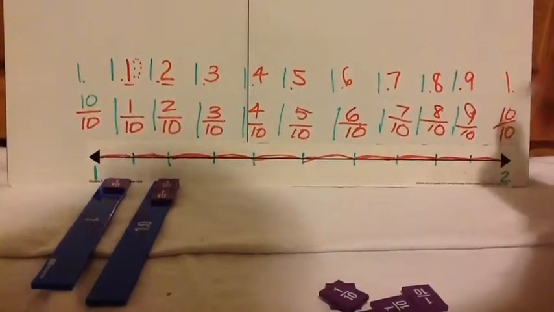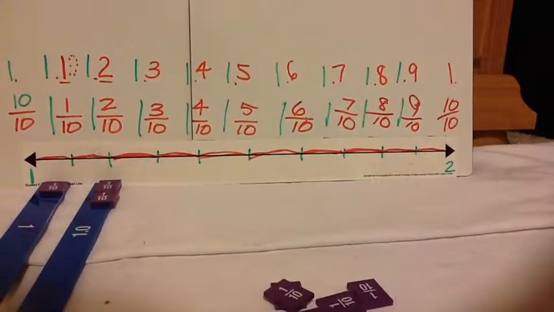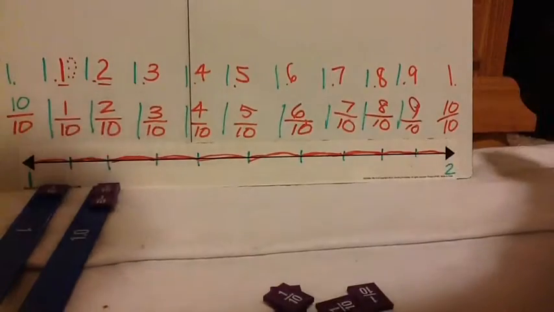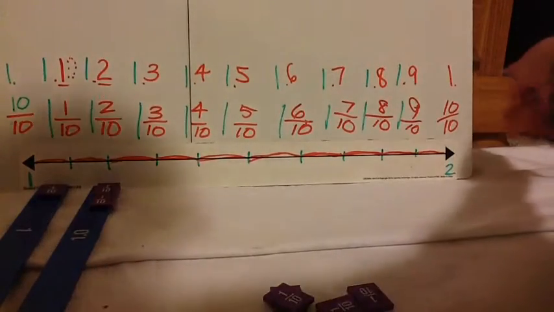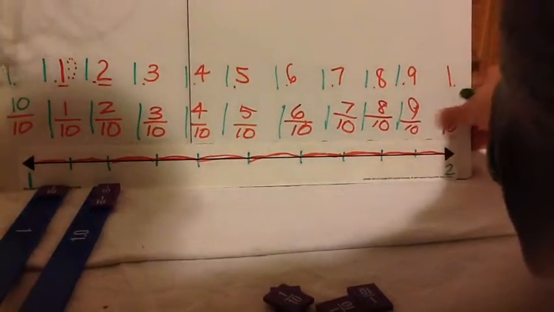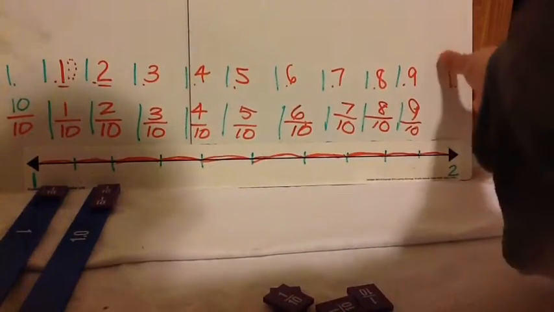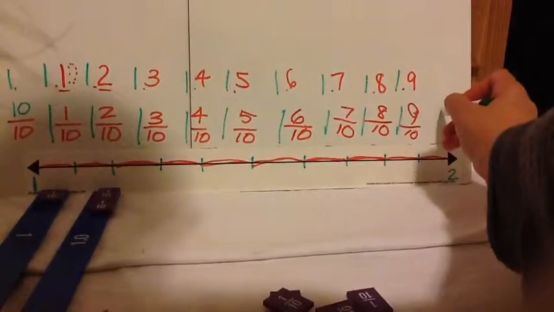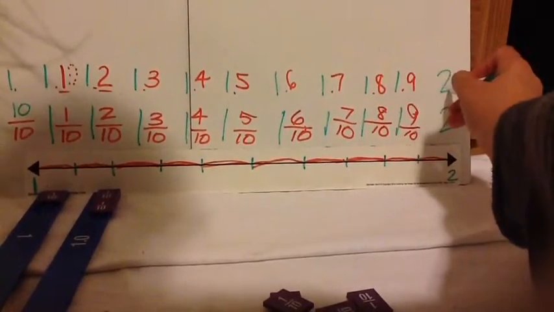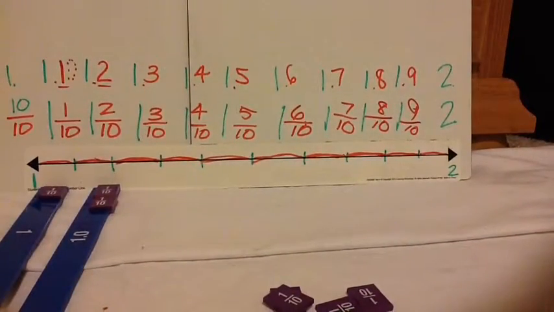Now over here, you don't say 1 and 10 tenths, because once you hit 1 whole, or 10 over 10 or 9 over 9 or whatever, then that becomes 1 whole. So if you have 1 and 10 tenths, it's now 2. And then it looks like that.